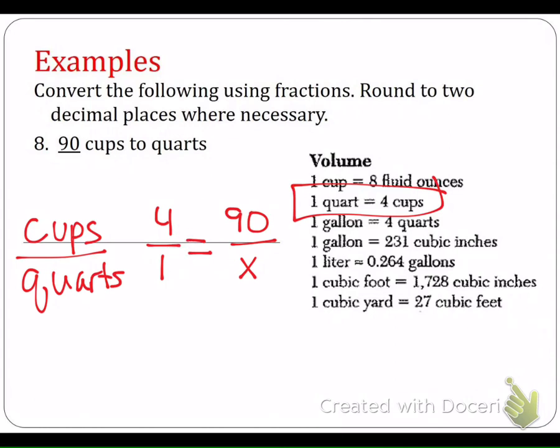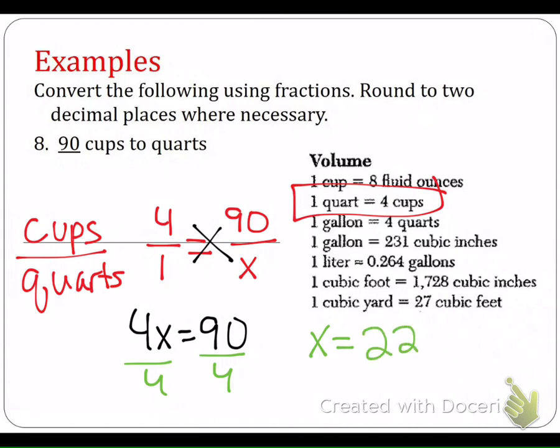So a quart is bigger. It has more volume than a cup. If I'm going from cups to quarts, should I end up with an answer that's bigger than 90 or smaller than 90? Smaller. Yes, you're putting a bunch of little cups into big quarts, okay? So when I cross multiply, I get 4x equals 90. What is 90 divided by 4? 22.5. 22.5 quarts. Good.